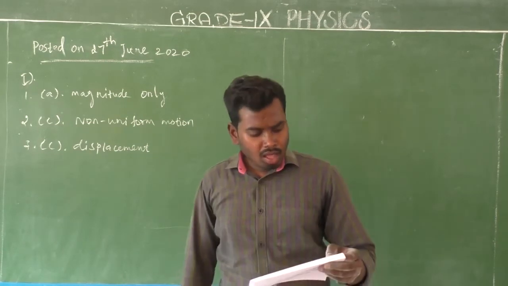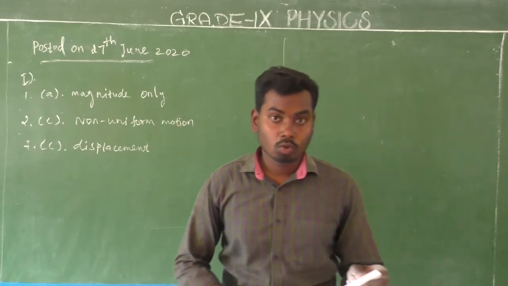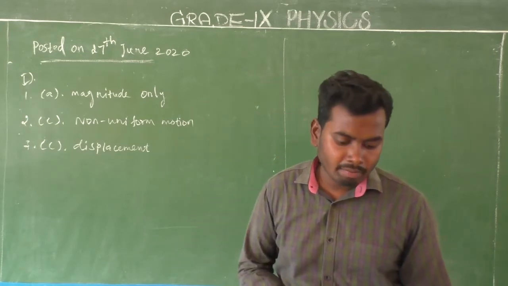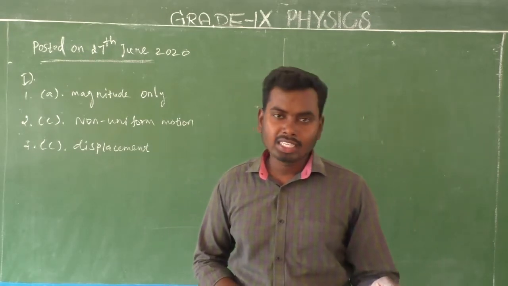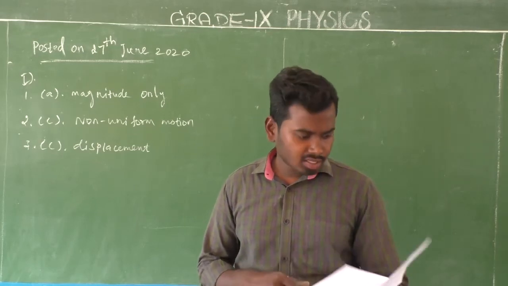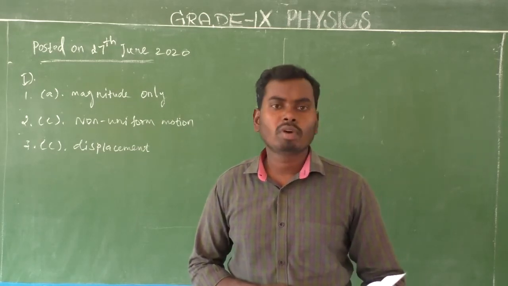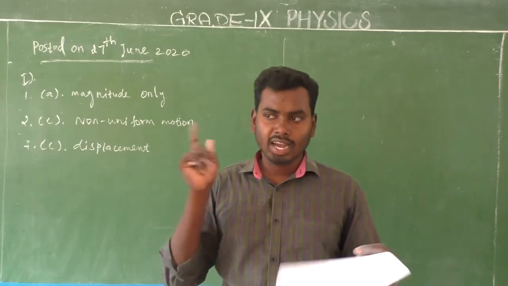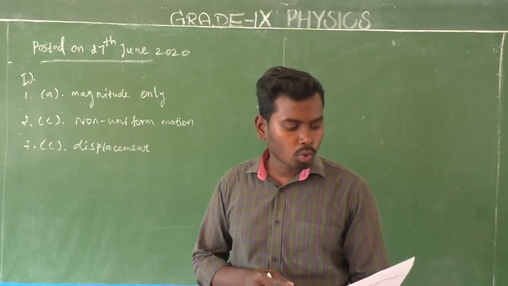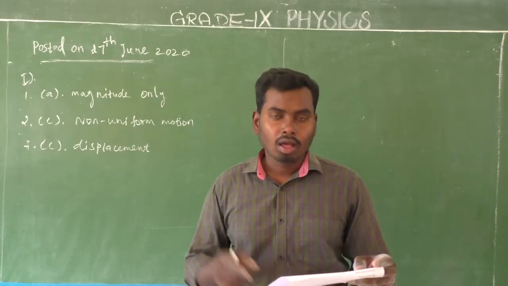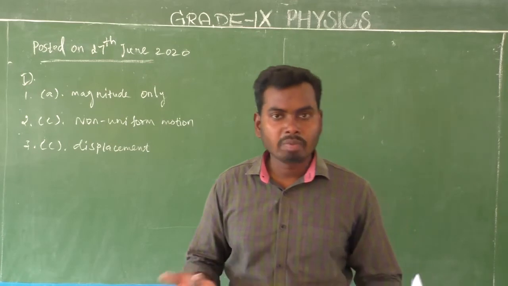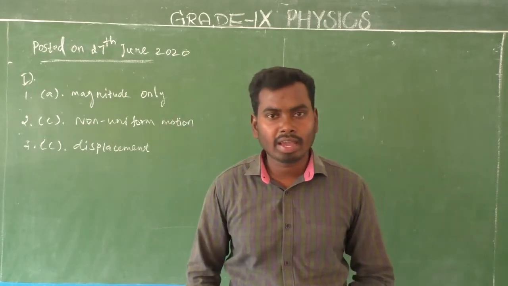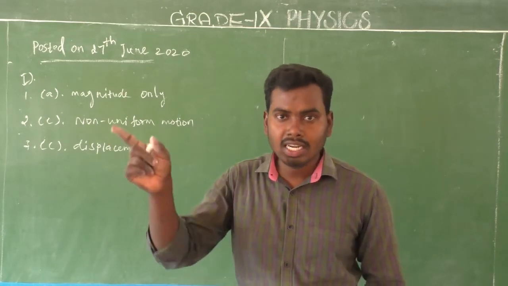Next one, an object's position never changes. Mark this word: an object's position never changes with respect to time. Then the object is said to be in motion, at rest, at constant speed, or in uniform motion. Which is the right answer? The options are first motion, second rest, third constant speed, and fourth uniform speed. Rest is right, because here the object's position never changes with respect to time. So whenever the object's position never changes with respect to time, we can say the object is at rest.